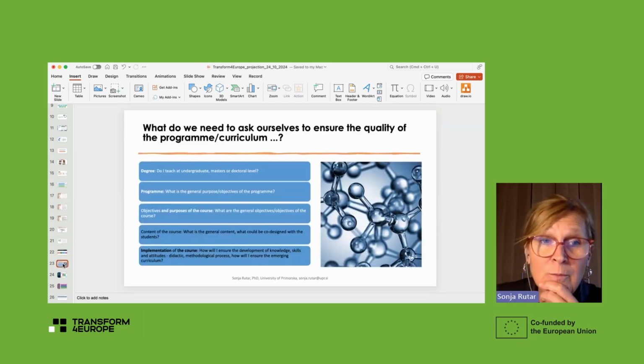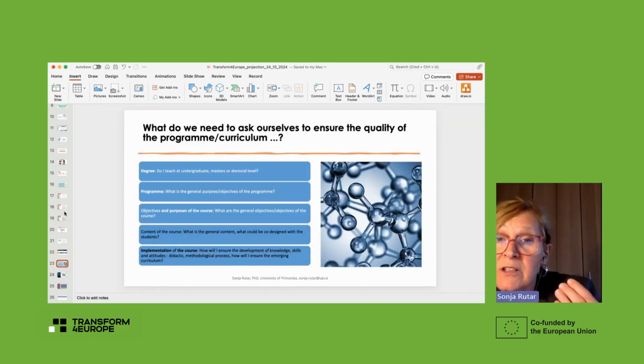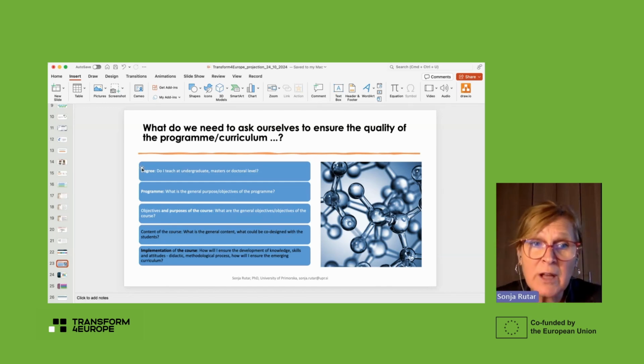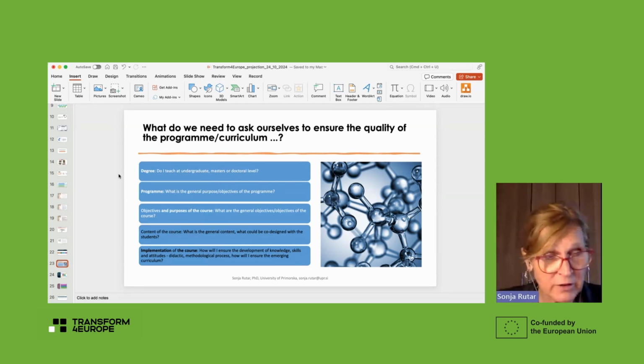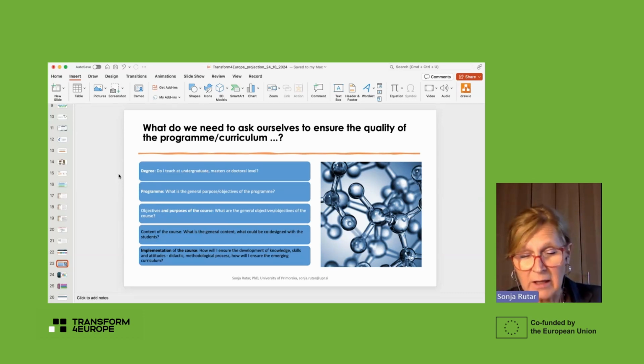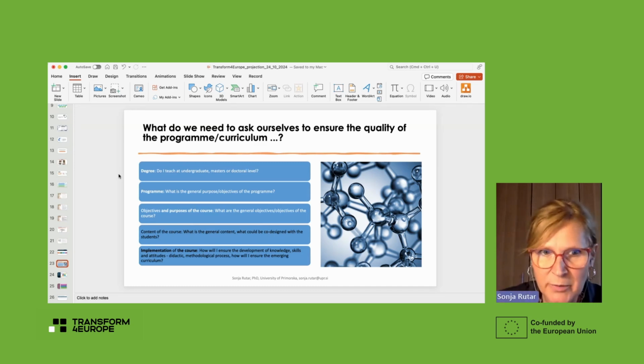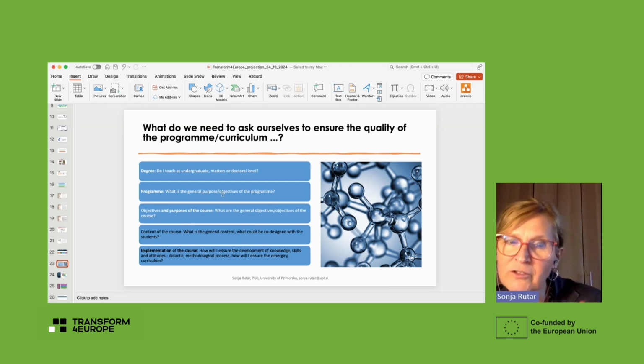Okay, and now what do we need to ask ourselves to ensure the quality of the program? First, do I teach at undergraduate, master, or doctoral level? These are really huge differences. And I know that all universities have problems with this differentiation and the exact understanding of what students need at the undergraduate, what students need at the master, and what students need at the doctoral level. Things could be connected, but still those are different skills, and not the same topics and not the same goals.